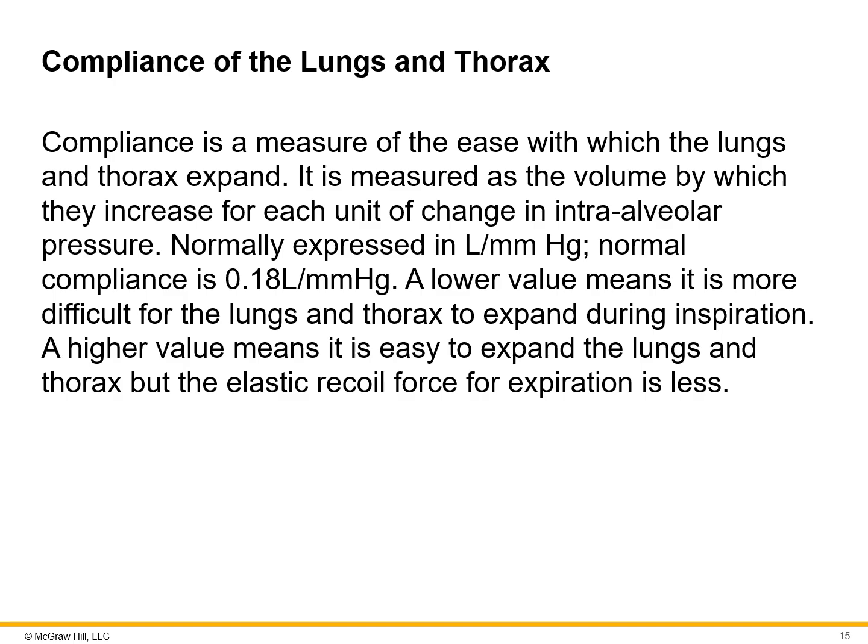Now, compliance is another term, another measurement here. This is referring to the ease that the lungs and the thorax expand. So how easily can you get a breath? Again, not a number you need to know, but 0.18 liters per millimeter mercury, which is a pressure term. Really what this means is the lower that value, the more difficult it is for the lungs to expand. So again, thinking about emphysema where it's hard to get a breath, that number is going to be lower.